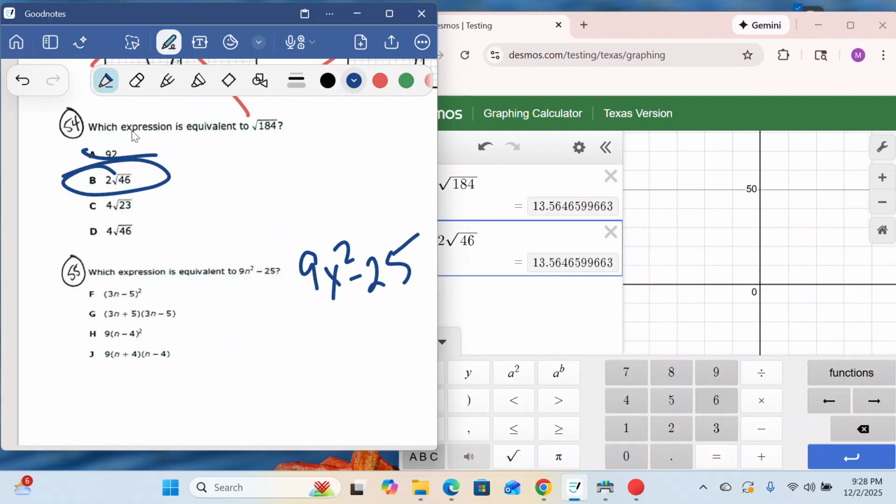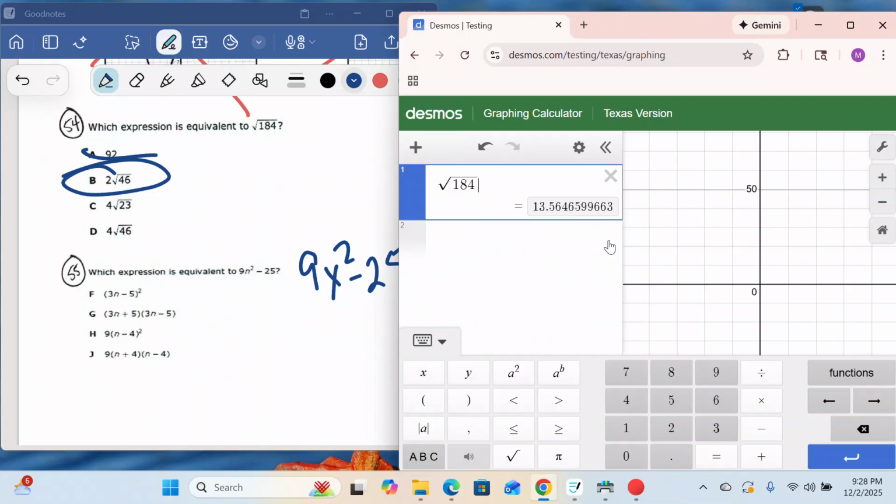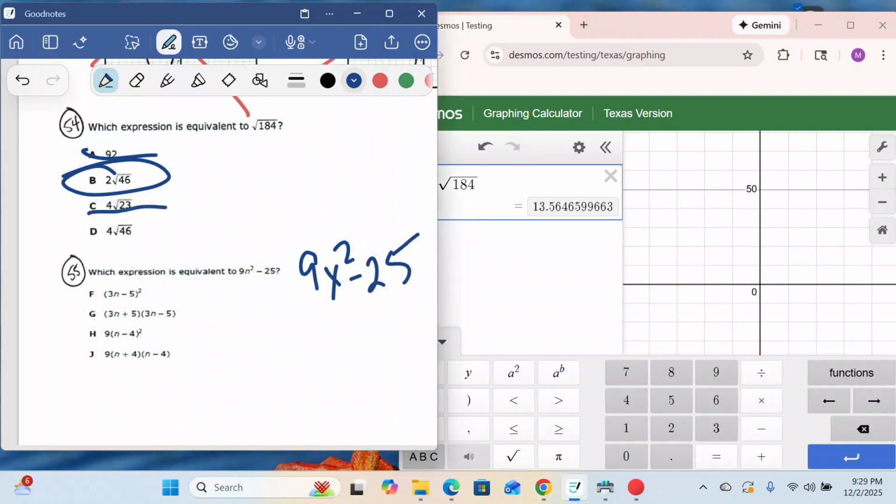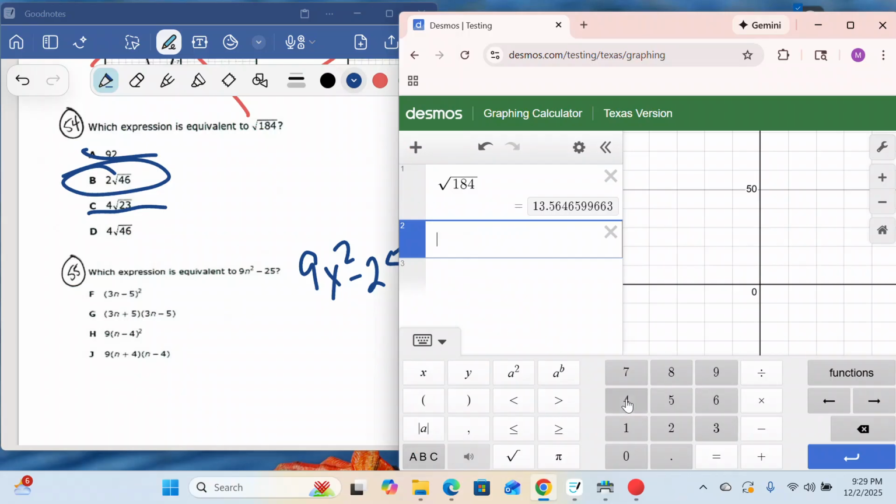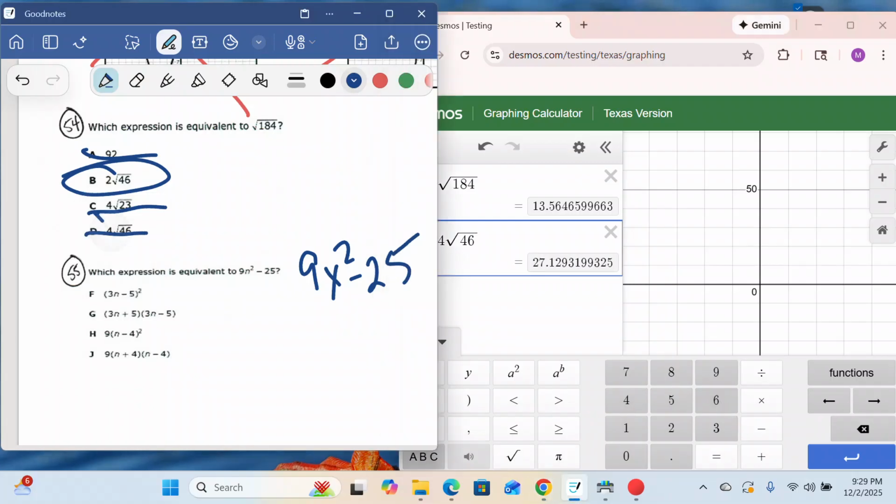But once again, this is an easy problem, and I want to make sure that I get this one correct. So I want to eliminate to make sure that I have this one at 100%. 4 square roots of 23. Not even close. This one is wrong. And 4 square roots of 46. Not even close. This one is wrong. I guaranteed that this one is double checked. That is the correct answer.